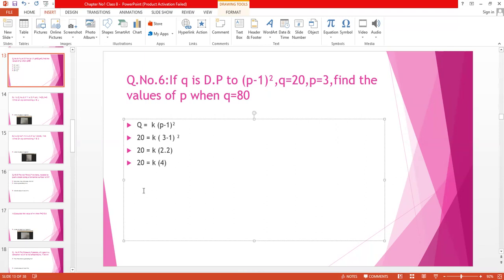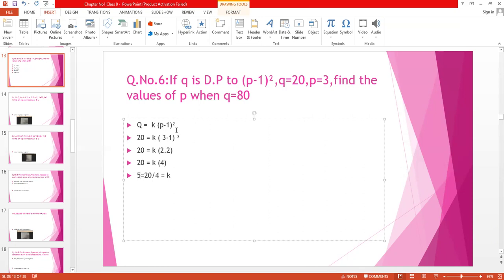Now, here 4 is multiplying. When we move it to that side, it will divide. So 20 divided by 4. Now we easily find the value of K. What will be the value? It is equal to 5, because in the 4 times table, 4 fives are 20.